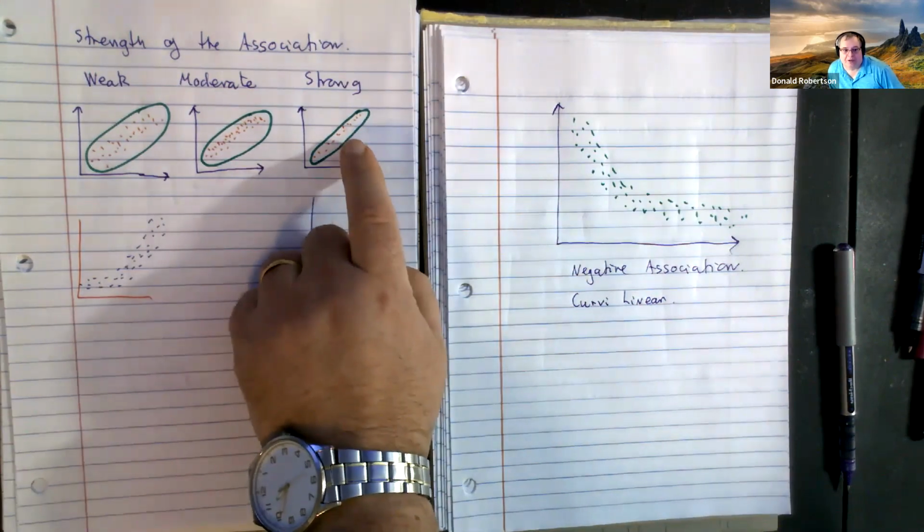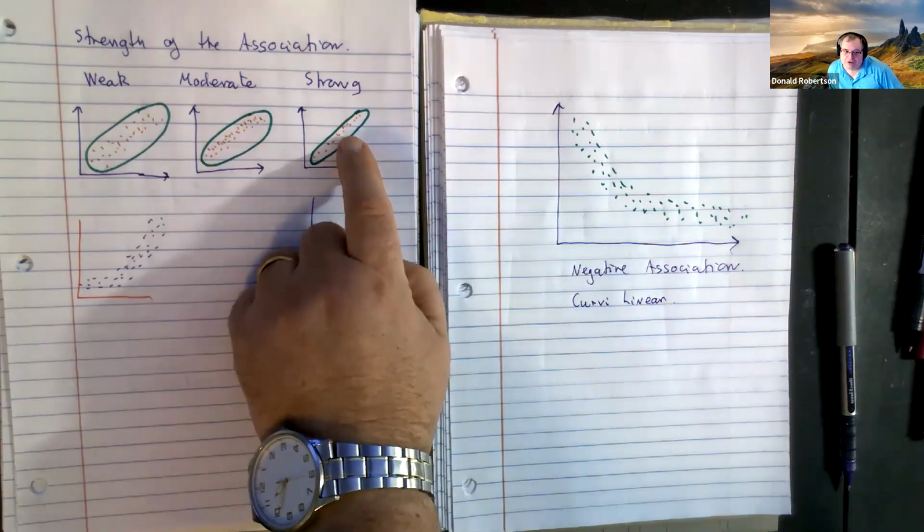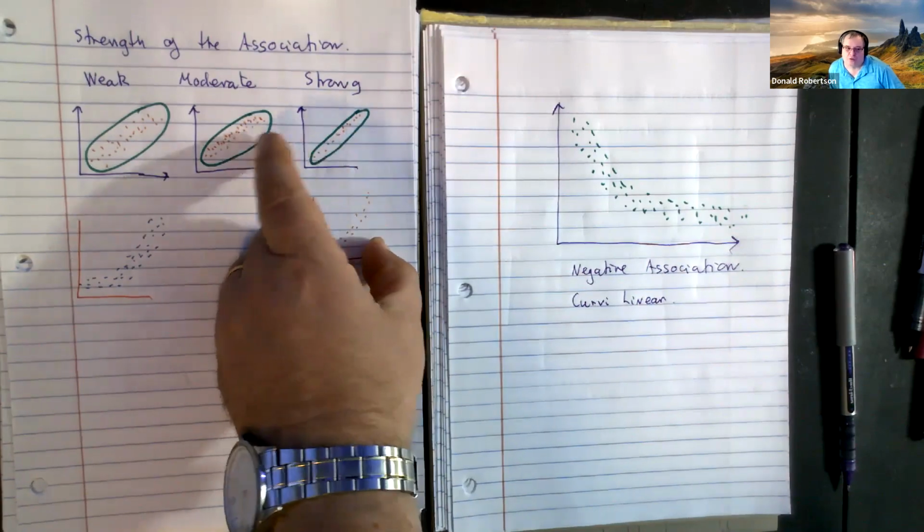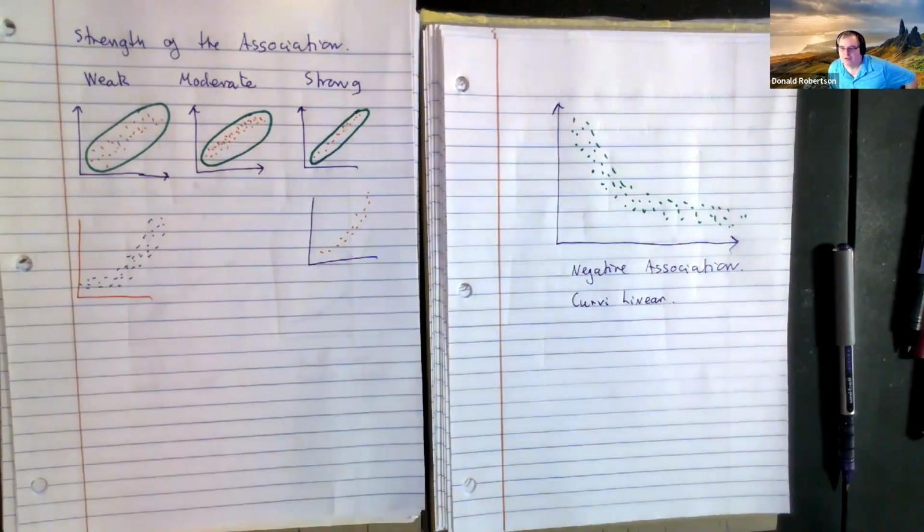You can also have, can you imagine a situation where it looks really good, but you don't know if you want to call it strong or moderate? Couldn't you just call it moderately strong? And that would allow you to get around that as well.